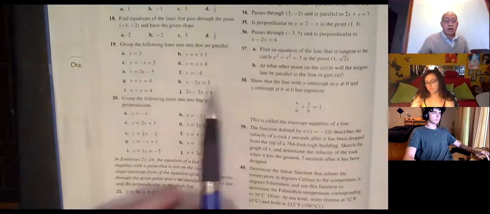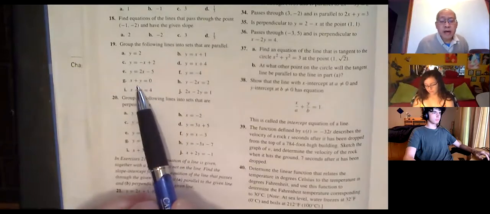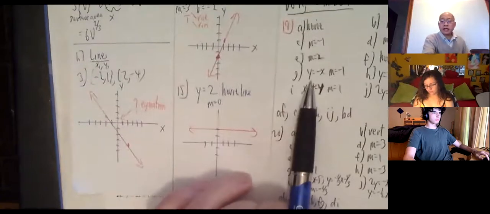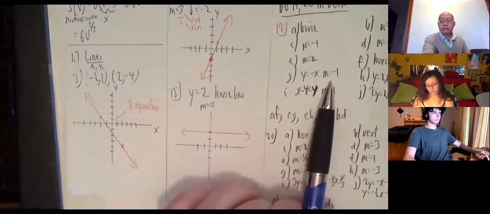Okay, G, you have to make it look like y equals mx plus b. So if I subtract x, for G, it looks like y equals -x, which means the slope is -1.